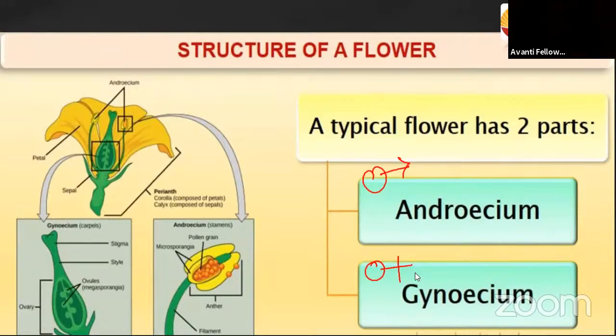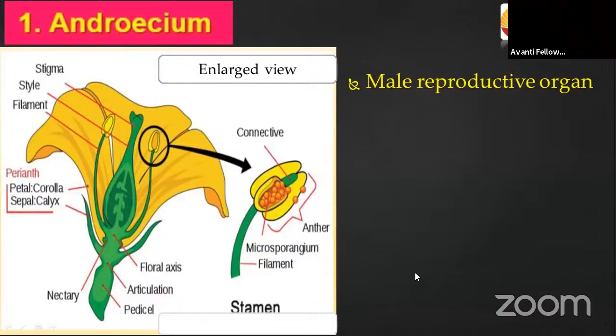So let us discuss the male reproductive organ. This is the enlarged view. You can see the diagram here. See, this is the pedicel, that is the stalk of the flower. Here articulation means the arrangement, you forget it. And this is the floral axis from where all the floral whorls are arranged. Here, the one in the middle is the female unit and this one is the male unit.